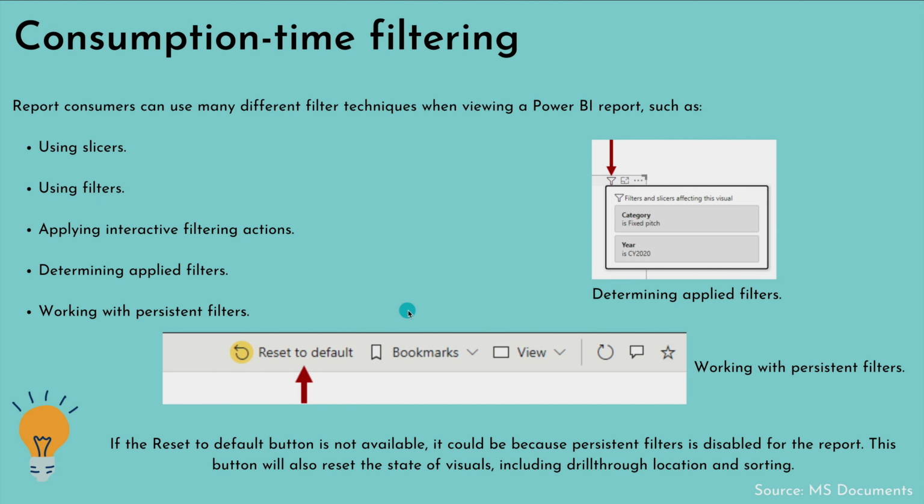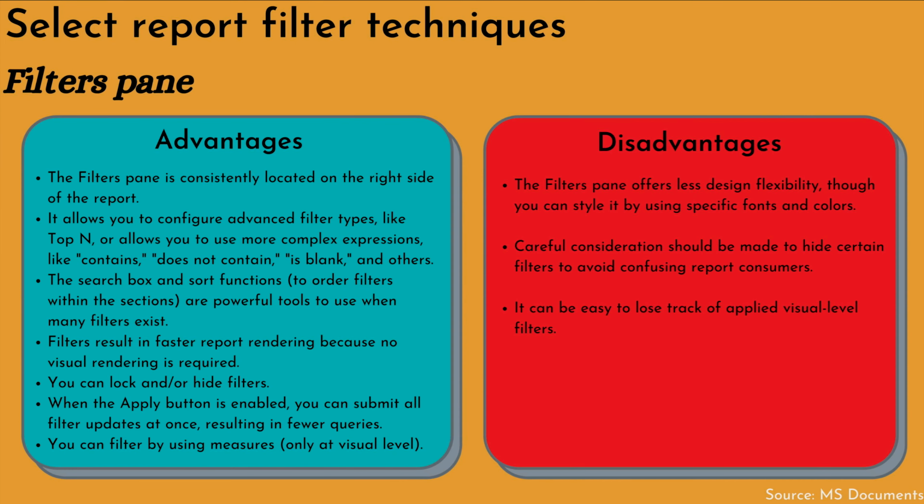Similarly, you can reset to default. That means when you publish your report to Power BI service, you have an option to reset to default, so whatever version you published initially, it's going to reset to default. Otherwise, if you want to just reset all the filters, you can use the bookmarks, as I have shown you how to create a bookmark and use it to reset to default. Select report filter techniques. So we have the filters pane and we have slicers.